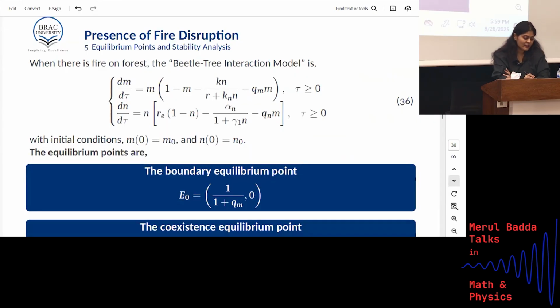So this is our another model where there is a beetle attack in our forest, but there is no harvesting condition. So there is only the fire condition in our model. This is the initial equilibrium points. For this model, similarly to the previous calculation, this is our boundary equilibrium point, and the coexisting equilibrium point is the same.